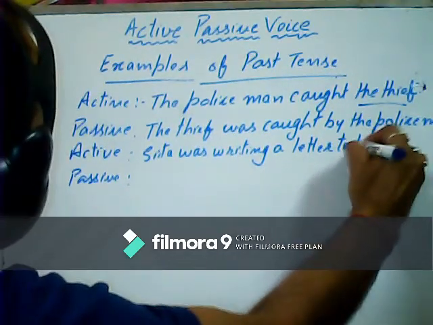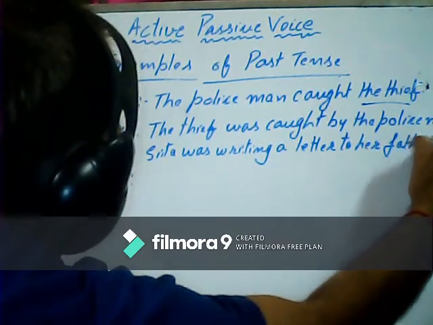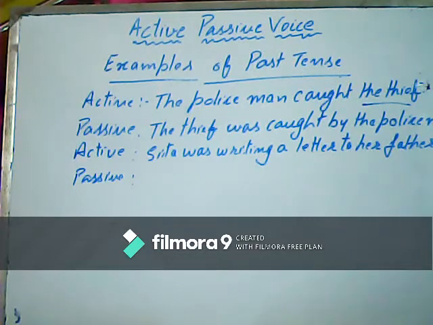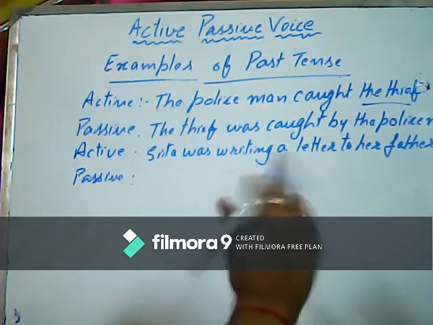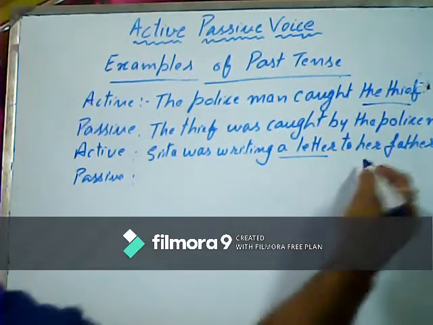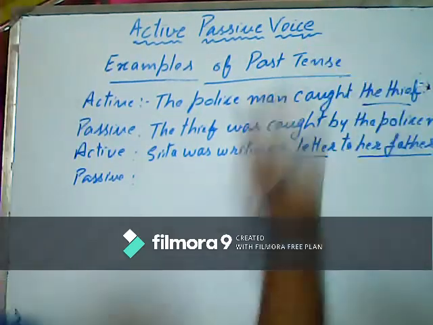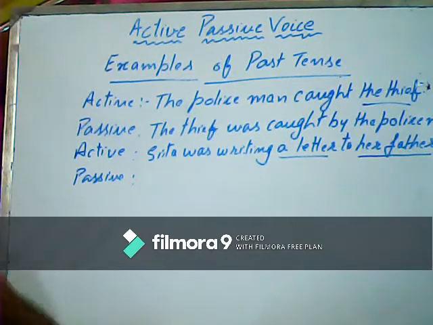To her father. Now see, I have intentionally taken this example. Now here there are two objects, a letter and to her father. Now we can take any of the objects, but the sentence should be sensible.